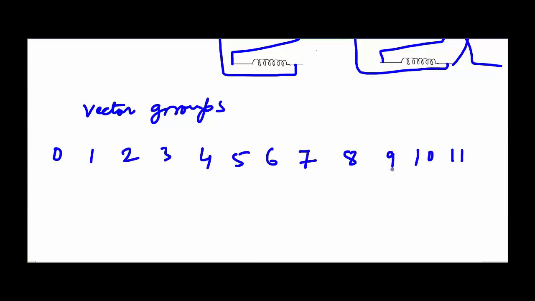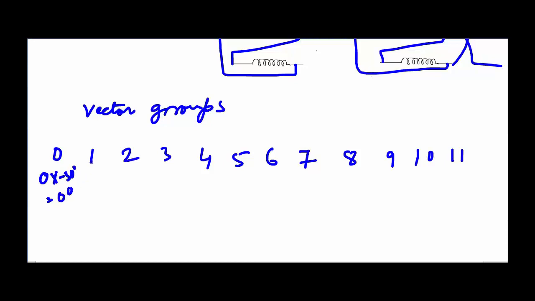Each of these vector groups is going to introduce a different phase shift. The amount of phase shift it is going to introduce is quite simple. In order to know that, we just have to multiply that vector group's number by minus 30. So if it is 0, we multiply 0 by minus 30, and the result will be equal to 0 degrees.